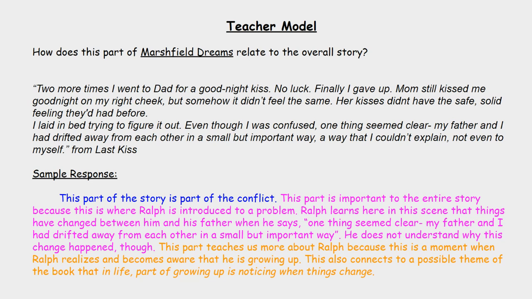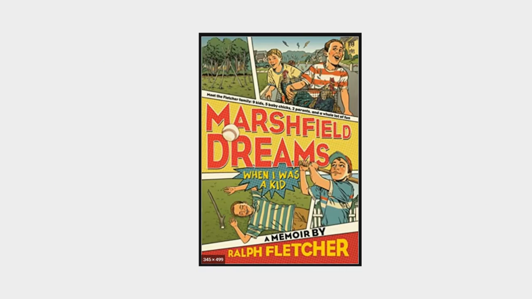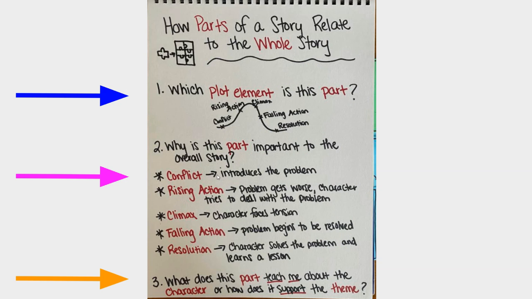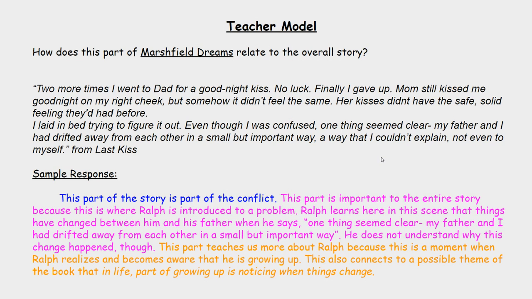This plot element, the conflict, is important to the entire story, Marshfield Dreams, because it's where Ralph is introduced to a problem. Okay, so I actually found that right from this anchor chart: introduces the problem. Ralph learns here in this scene that things have changed between him and his father when he says, "One thing seemed clear. My father and I had drifted away from each other in a small but important way." So I decided to just quote that part. He does not understand why this change happened, though.